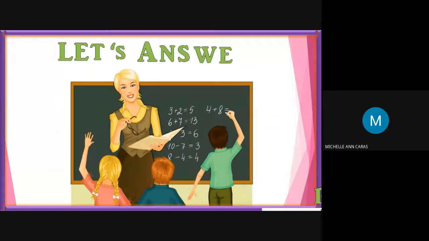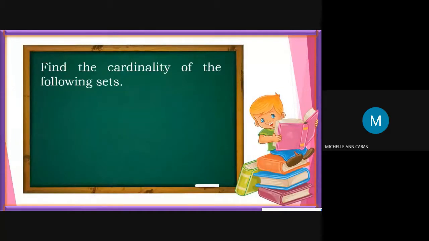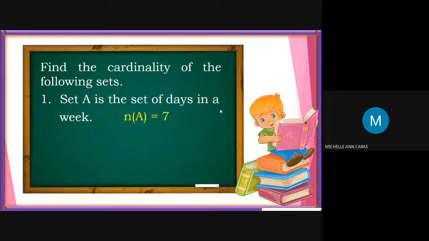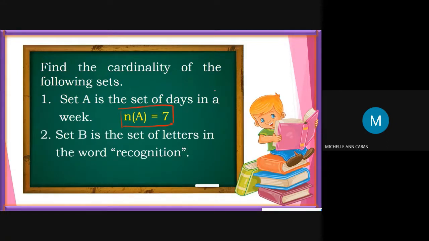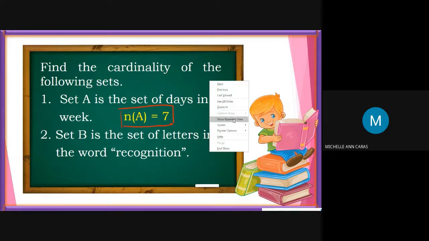So, let's answer. Okay, so, number 1, find the cardinality of the following sets. Okay, number 1, halimbawa, set A is a set of days in a week. Pila ba itong days sa week? Pila kaya ang elements sa to class? So, answer natin is 7. Since we have 7 days in a week. So, ang cardinality of set A is equal to 7. Okay, next. Number 2, set B is a set of letters in the word recognition. Okay, wait.